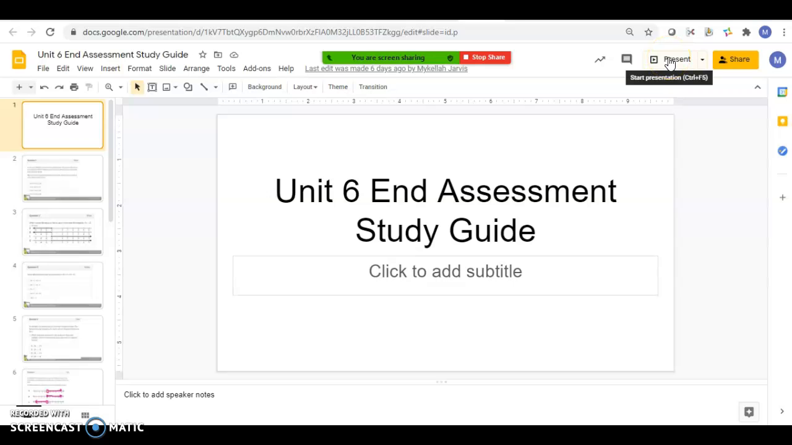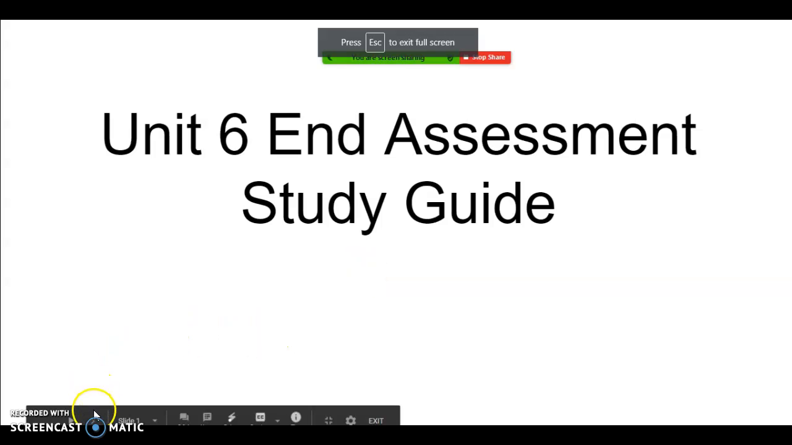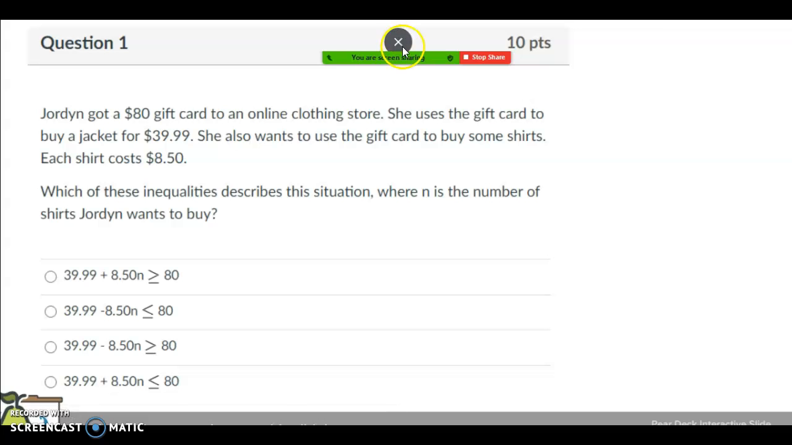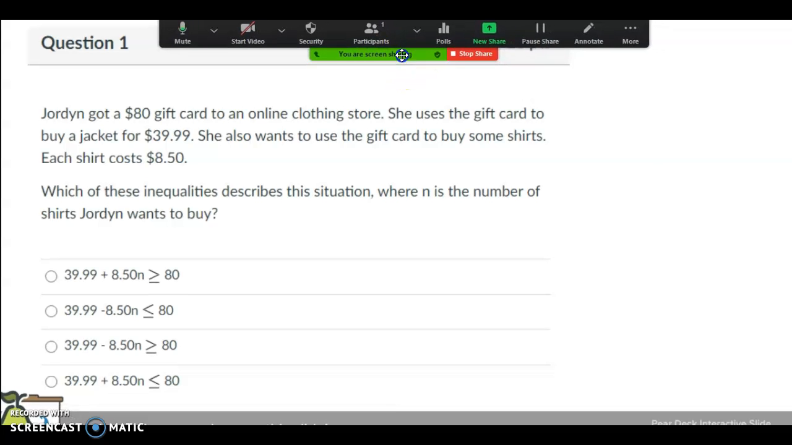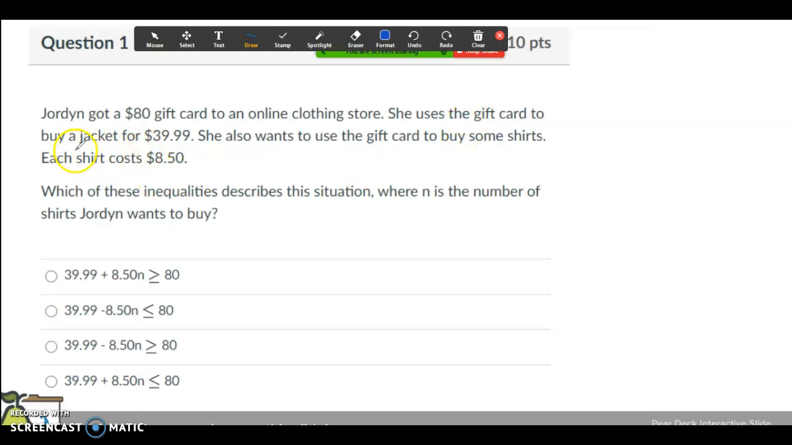Hello, 7th graders. We're going to go over the Unit 6 End Assessment today, and you're going to try some problems on your own. This first problem says Jordan got an $80 gift card to an online clothing store. She uses the gift card to buy a jacket for $39.99, and she also uses the gift card to buy some shirts. Each shirt costs $8.50. Which of these inequalities describes the situation where n is the number of shirts?